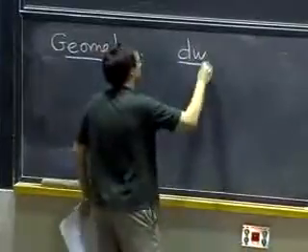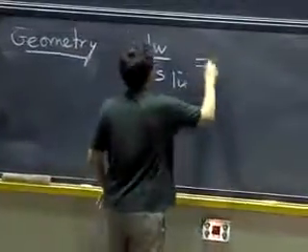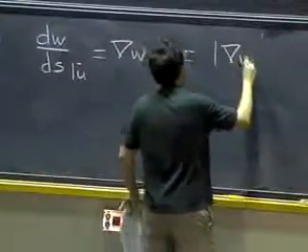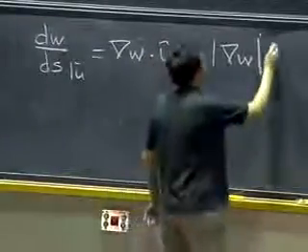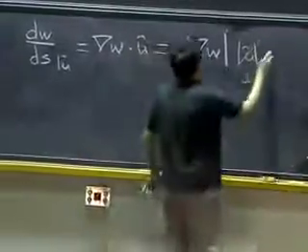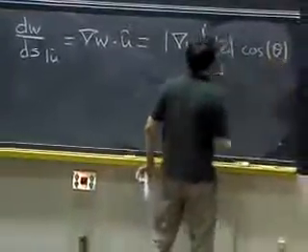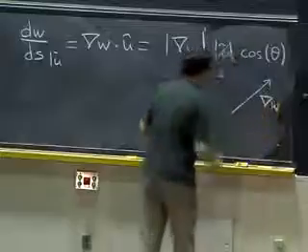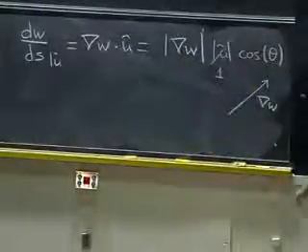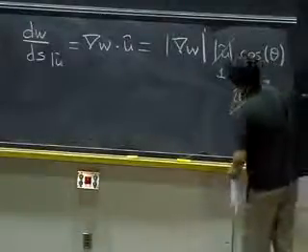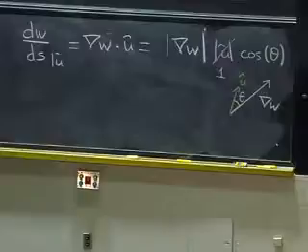So we said dw/ds in the direction of u is gradient w dot u. That's the same as the length of gradient w times the length of u, which happens to be 1 because we're taking a unit vector, times the cosine of the angle between the gradient and the given unit vector u. So we have this angle theta. That's another way of saying we're taking the component of the gradient in the direction of u.